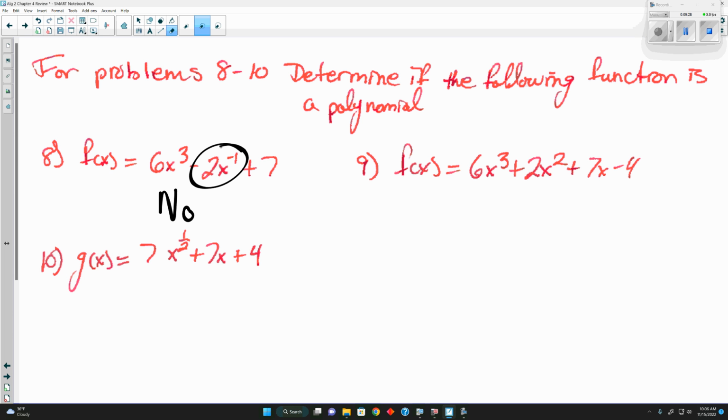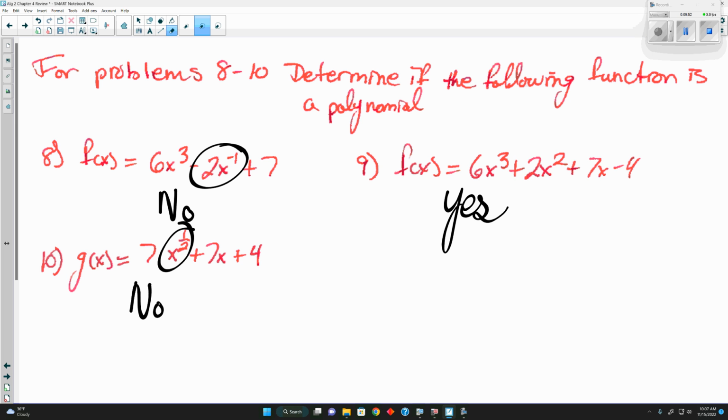If we look at number 9, all the exponents, none of them are fractional, negative, or have a variable, so they're good there. We don't have any fractions, so we don't have to worry about that. There are no radicals, and we don't have 2 different variables being multiplied together. So is it a polynomial function? Yes.